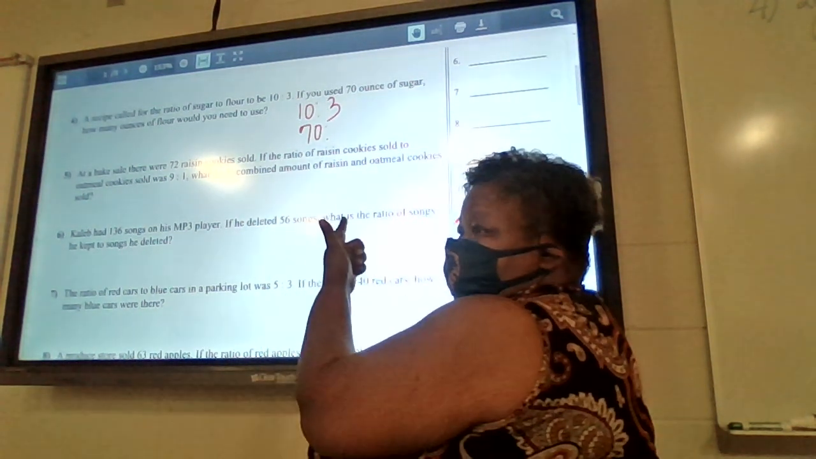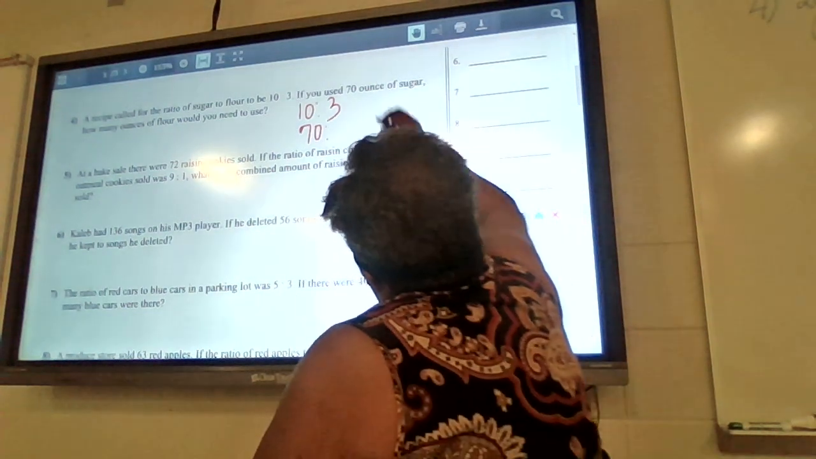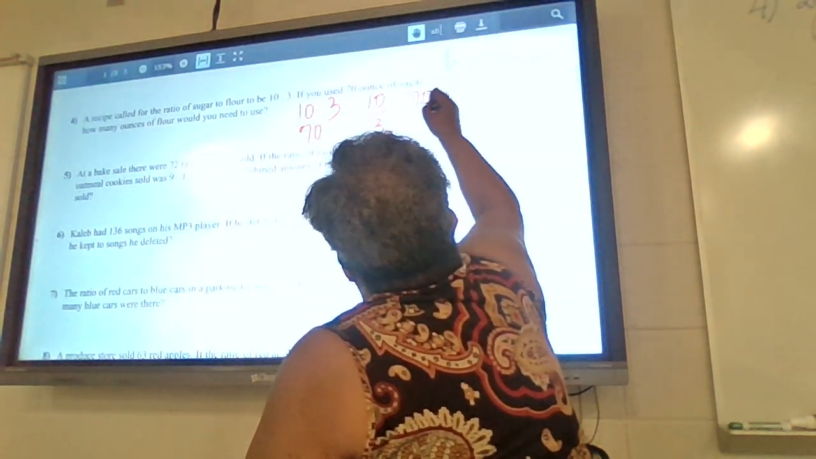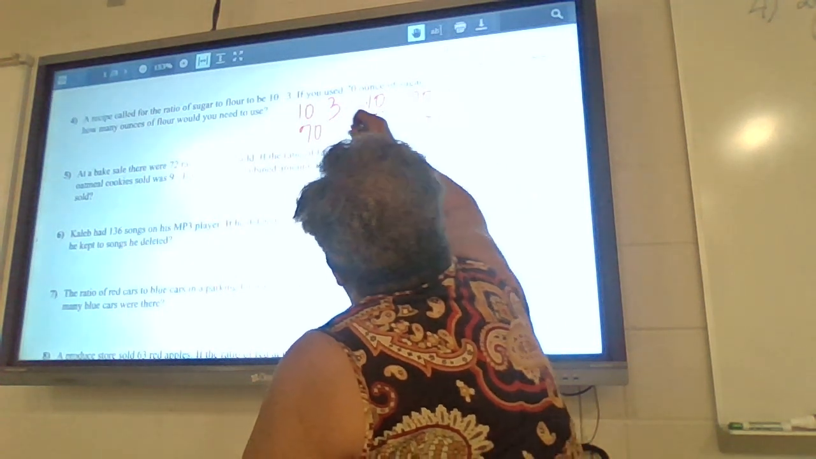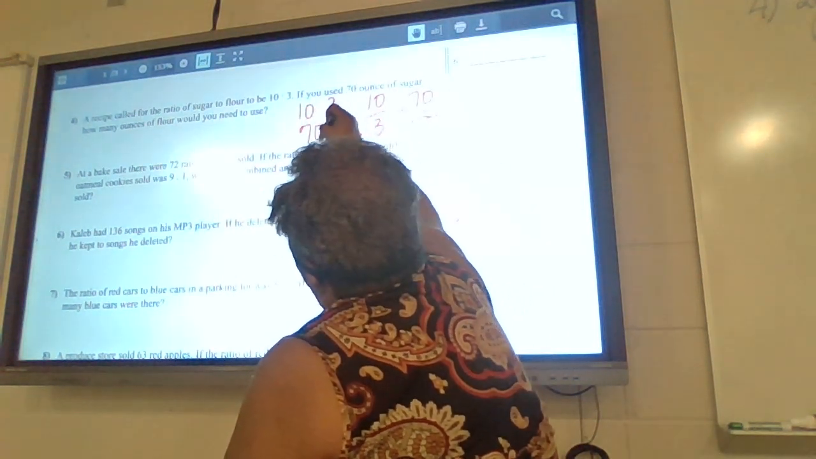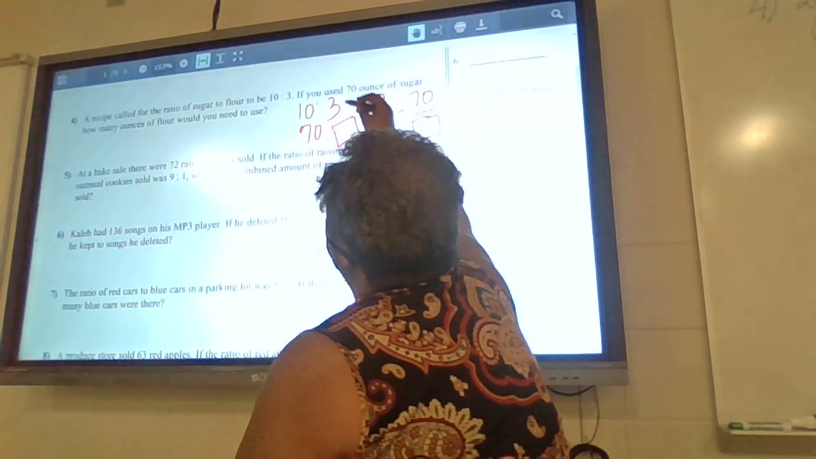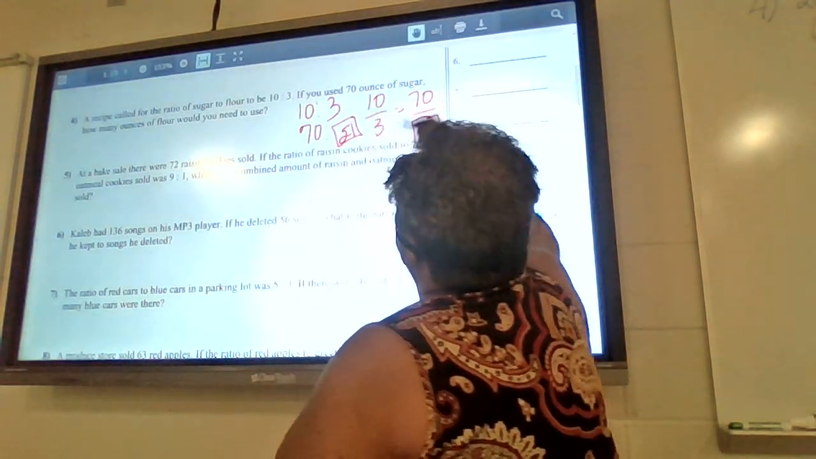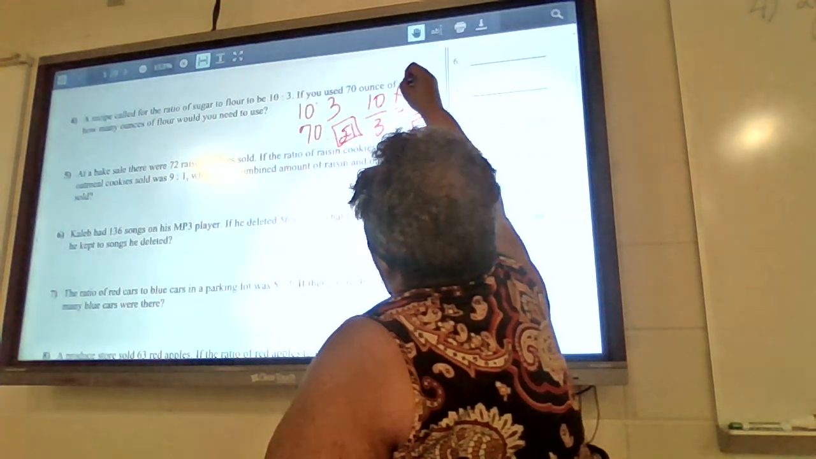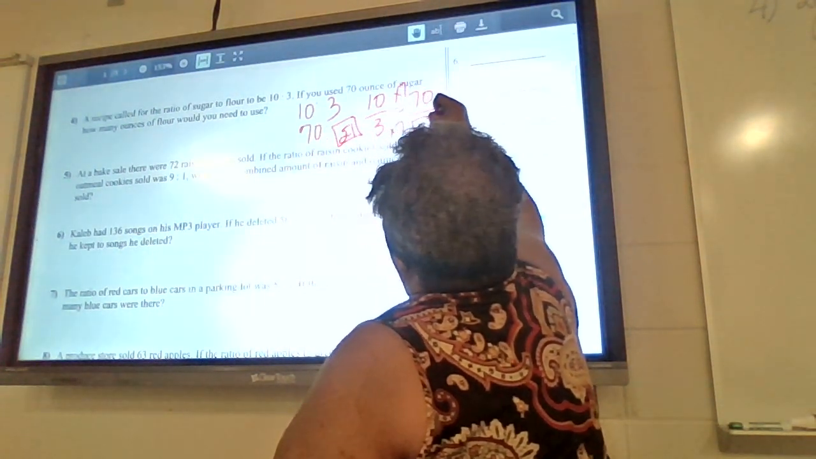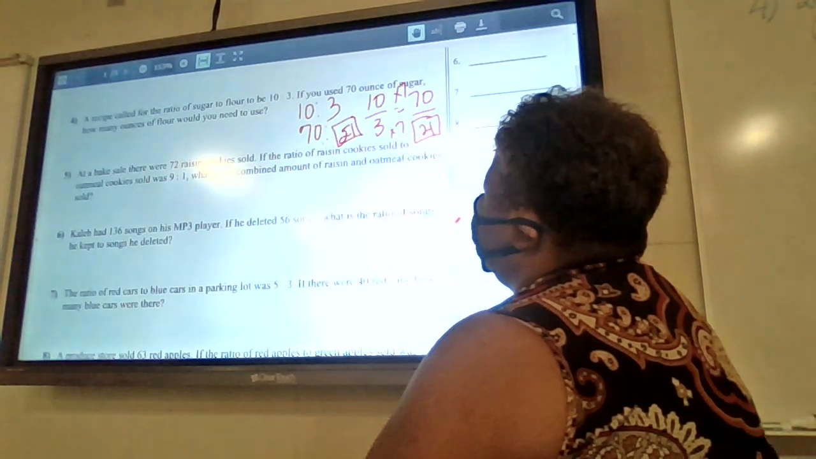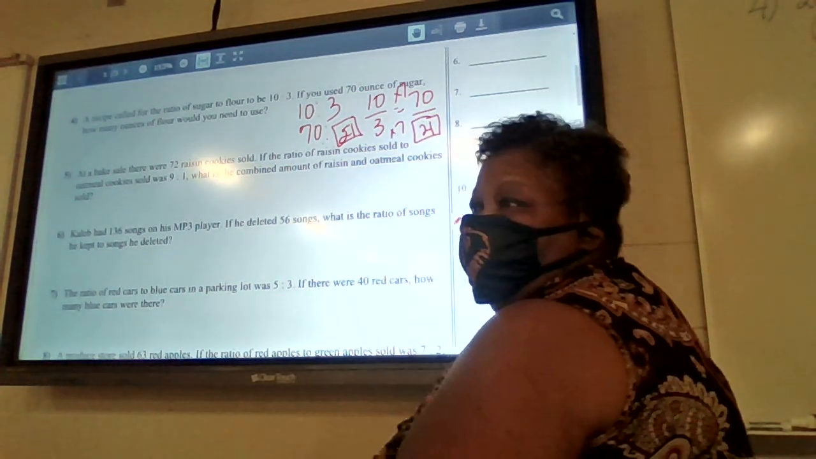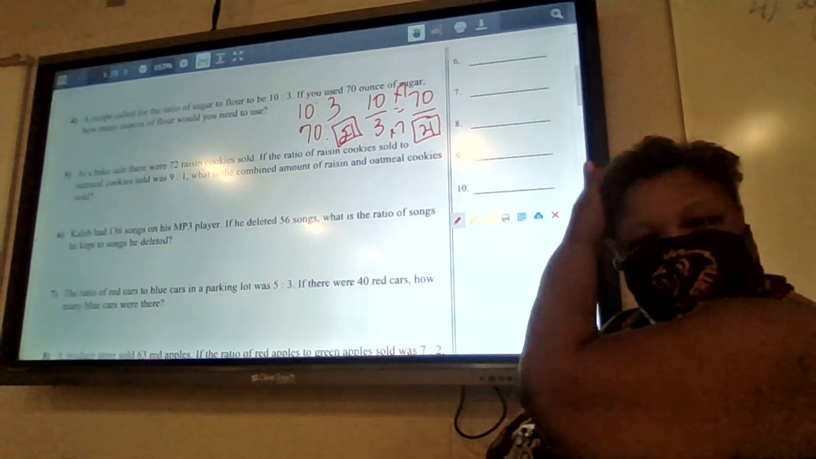Is it confusing written this way? Or would it be better if I wrote it this way? So this is what we're looking for. 10 times 7 gives me 70. 3 times 7 gives me 21. So this is times 7. I wrote it 2 different ways. So for number 4, we would need 21 ounces of flour.